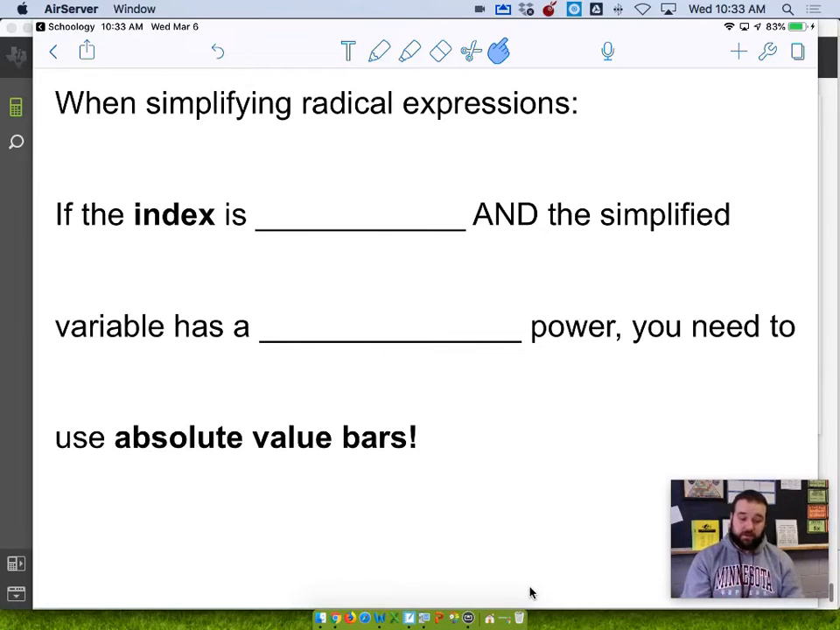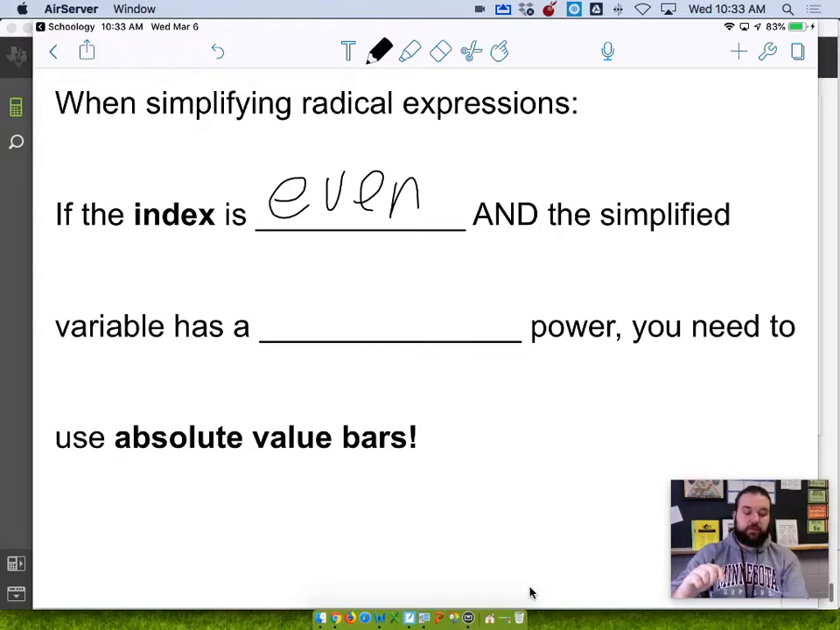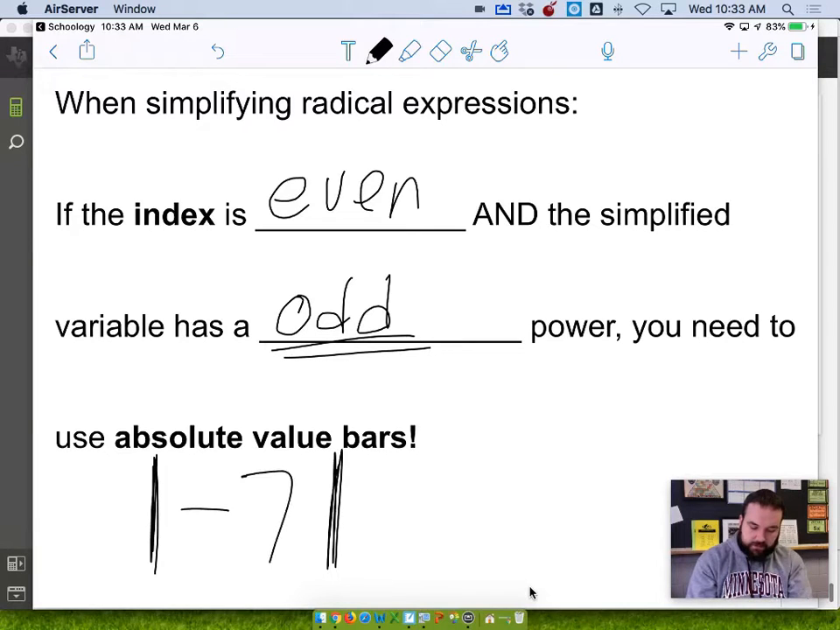I'm going to tell you how this goes, and then we'll see how it works. If the index is even, meaning you have the square root, the fourth root, the sixth root, whatever, and when you simplify your answer your variable has an odd power, you need to use the absolute value bars. And just a reminder, absolute value bars are these tall vertical bars. So what the absolute value does to a negative number is it turns it positive.